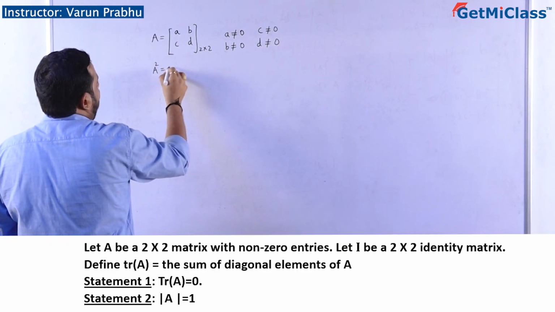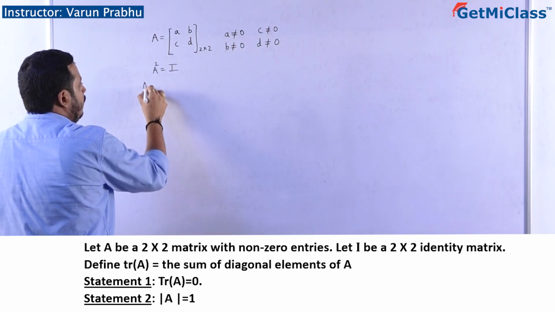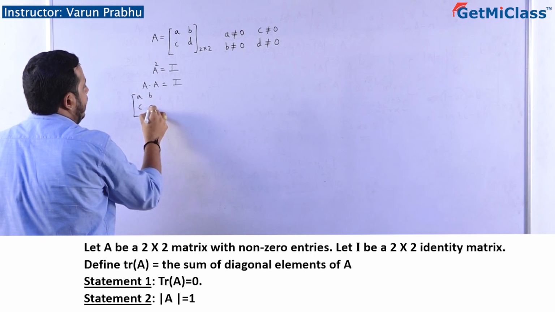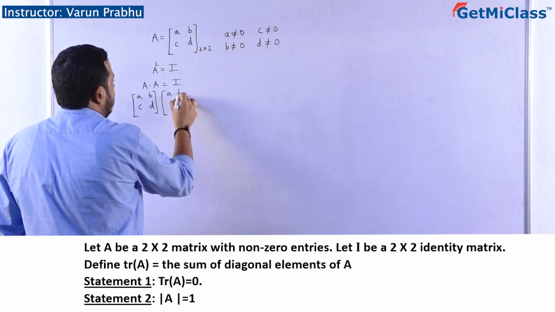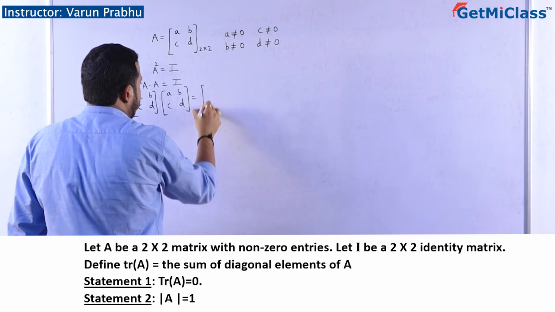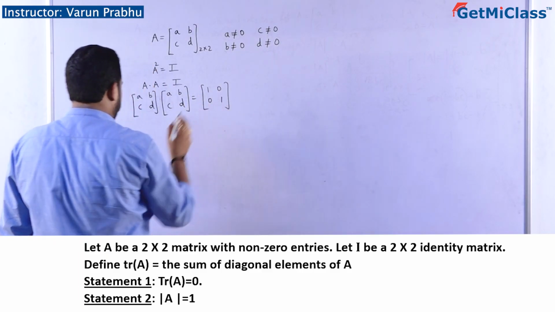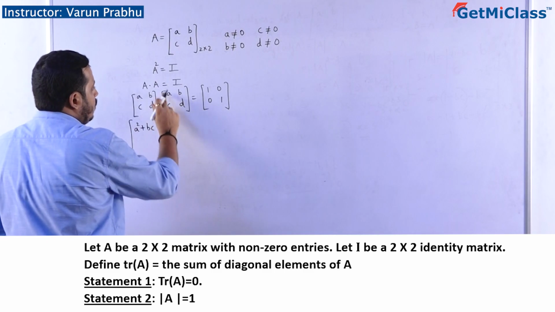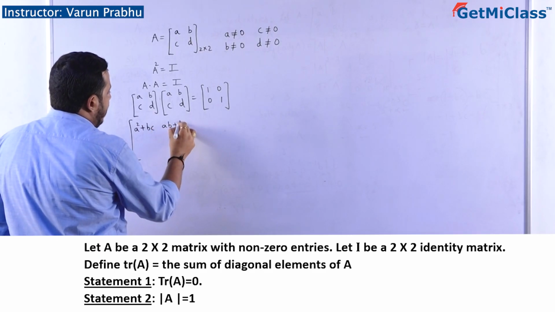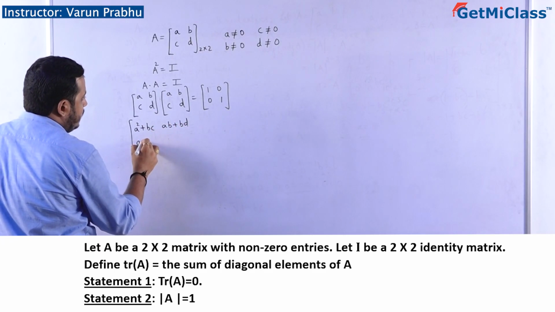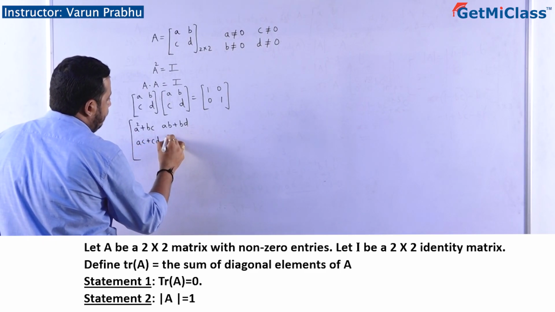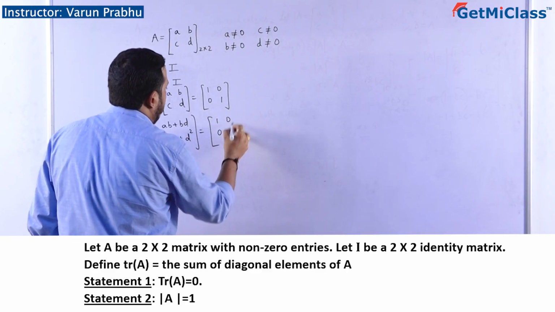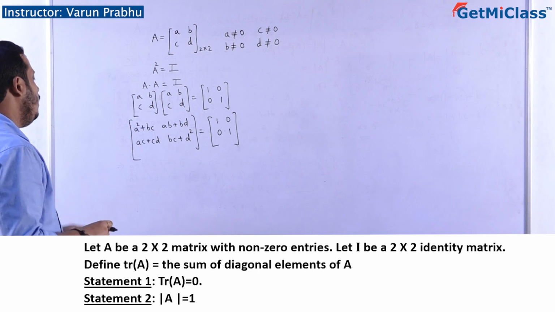And it's also told in the problem that A square is equal to I, which means A into A is equal to I. So I can write here [[a, b], [c, d]] multiplied with [[a, b], [c, d]] is equal to [[1, 0], [0, 1]]. So I can write [[a square plus bc, ab plus bd], [ac plus cd, bc plus d square]] equal to [[1, 0], [0, 1]]. Is it okay?